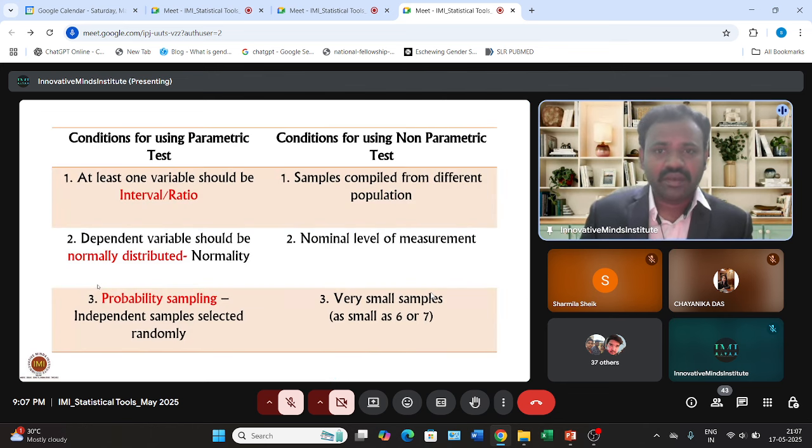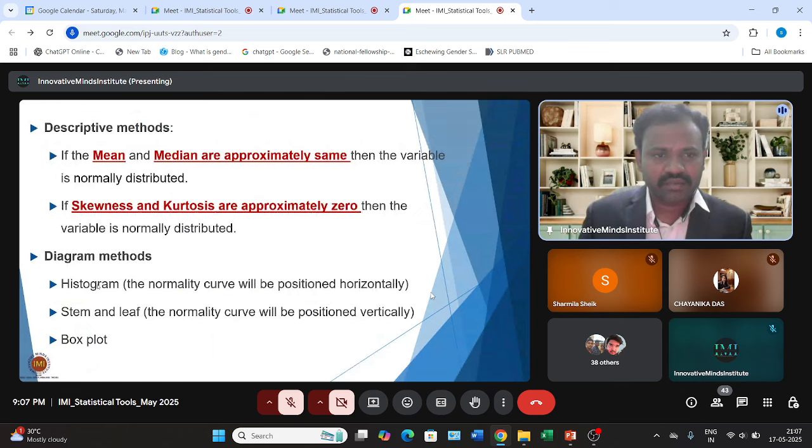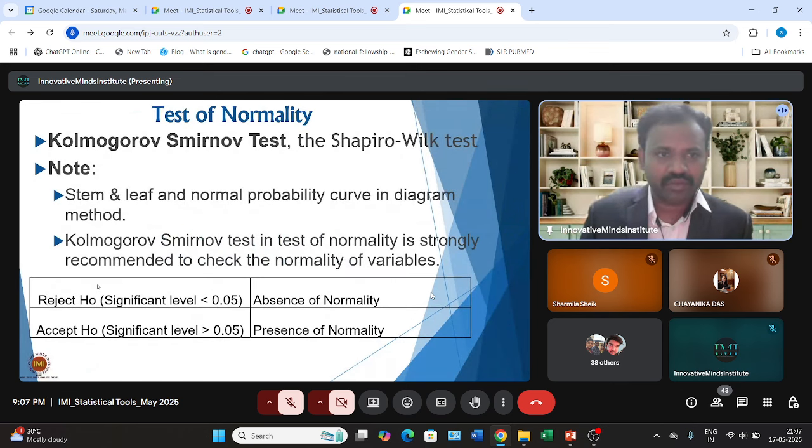And yeah, how to check parametric and non-parametric? Let me give you one example. You can do a Kolmogorov-Smirnov test, a normality test, using SPSS. If your p-value, significant value, is less than 0.05, absence of normality; greater than 0.05, presence of normality. Don't get confused because it is just opposite to the normal hypothesis testing.